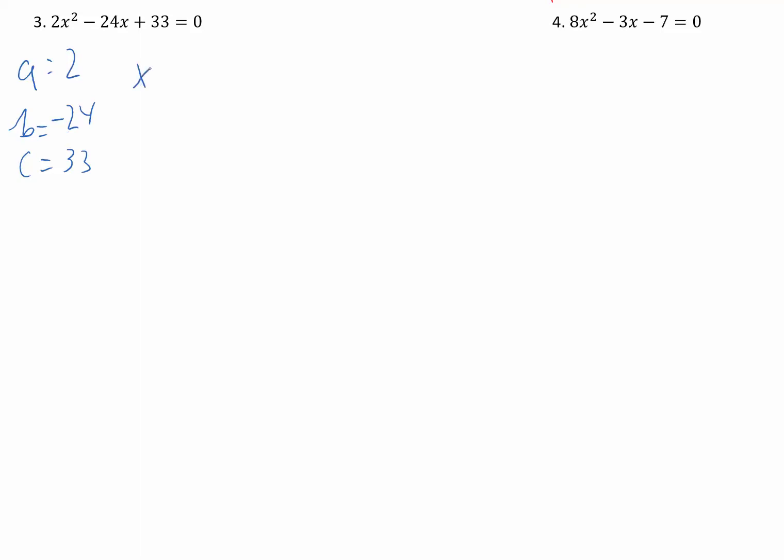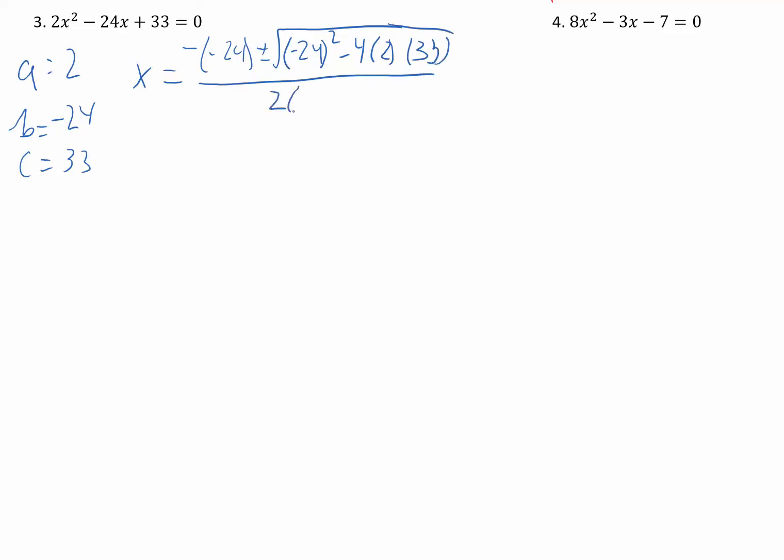So x equals negative b, so negative parentheses, negative 24, plus or minus the square root of b squared, so negative 24 squared, minus 4 times 2 times 33. So minus 4ac all over 2 times a. Oops, which is 2 in this case. 2 times a.